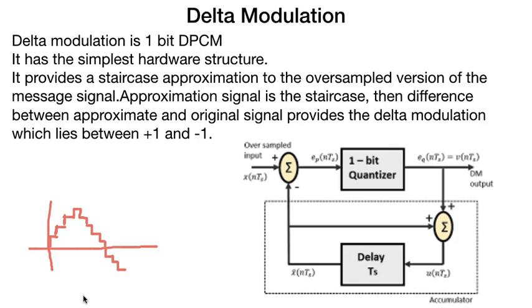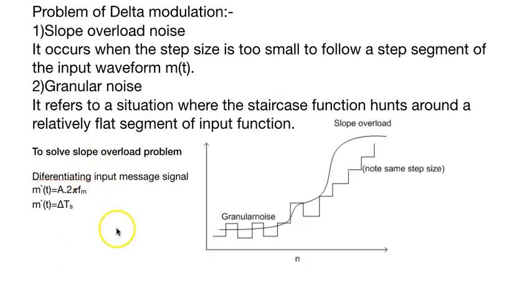Now this is the simplest and easiest way of modulation. However, it has its own drawbacks. The problems with delta modulation are one, the slope overload noise, and the other, the granular noise. Slope overload occurs when the step size is too small to follow a steep segment of the input waveform. Whenever there is a steep rise in the signal, there will always be only a gradual increase in the delta modulation signal.